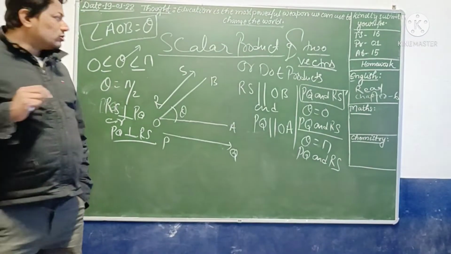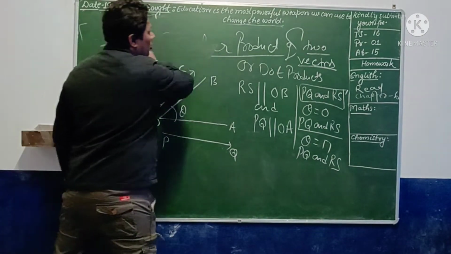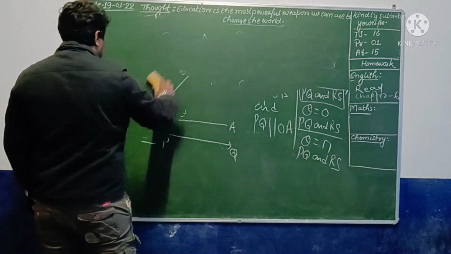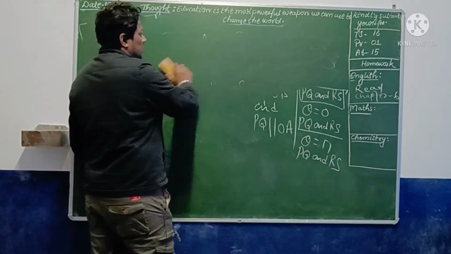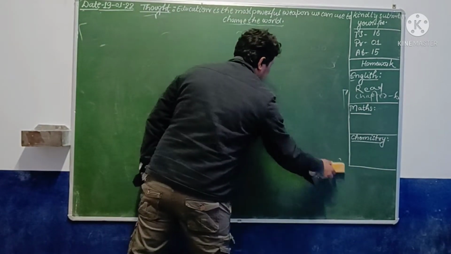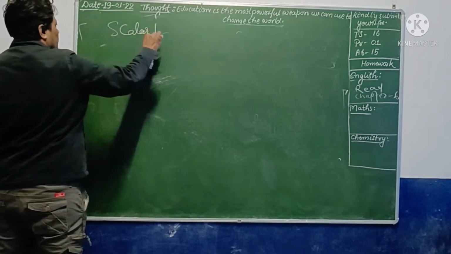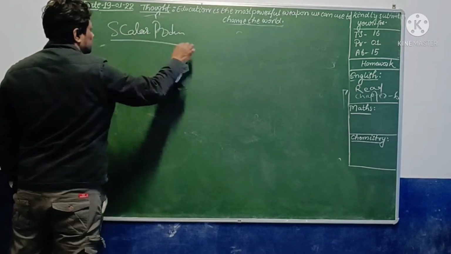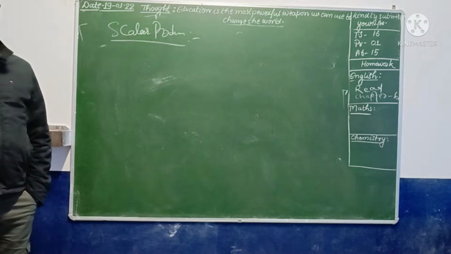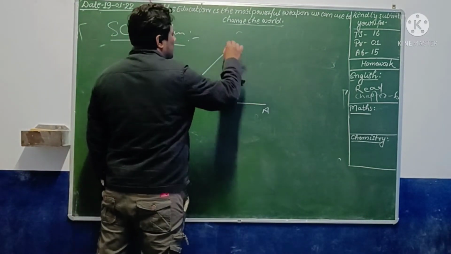So we have to talk about the product of two vectors. First we will deal with the scalar product, then we will deal with the vector product. If you talk about the scalar or dot product of two vectors, you can take it as follows.